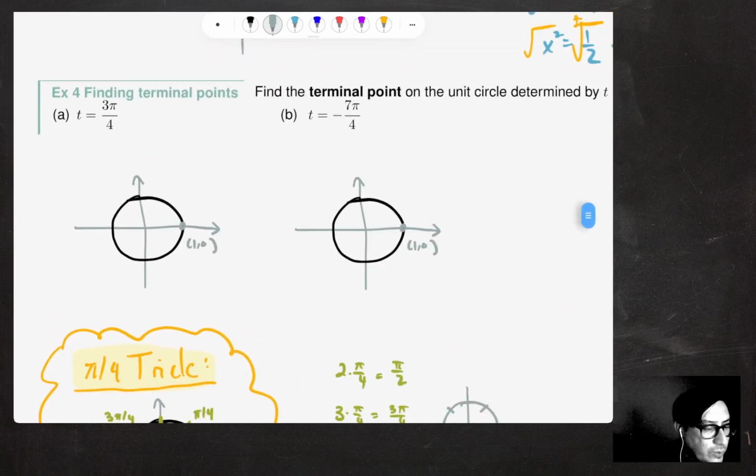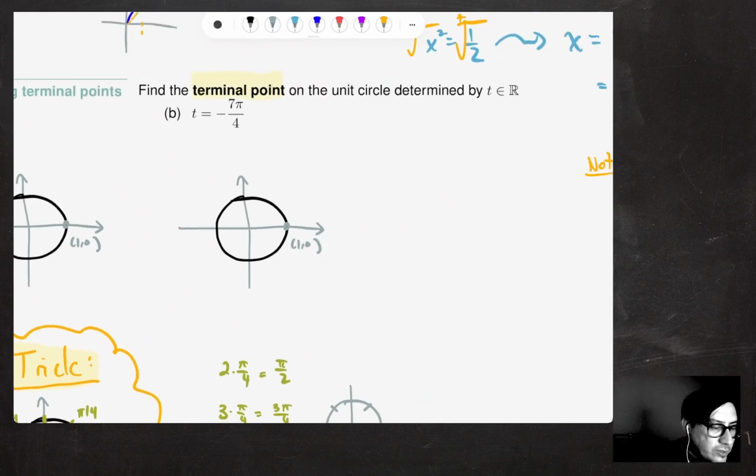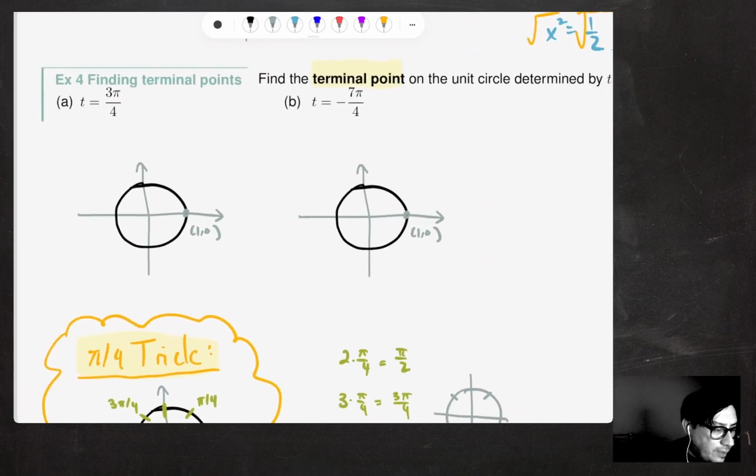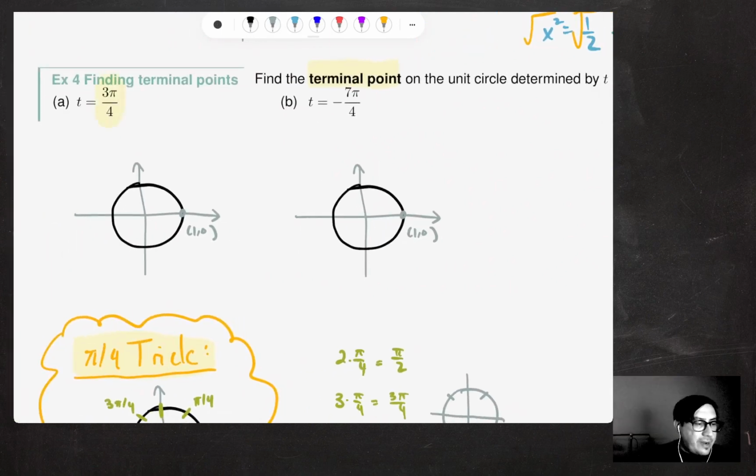All right, so here we go. Our question asks us to find the terminal point on the unit circle determined by t. All right, so here's our t, 3 pi over 4. So if we do the little whisker trick, 1, 2, 3 pi over 4, we know we're going to end up right here.